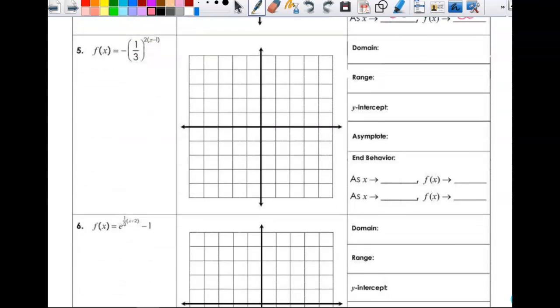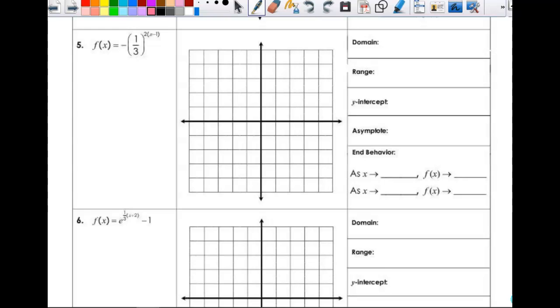So I have my parent function would be f of x equals 1/3 to the x power. And it would look like this for the parent function. Okay. Now in the end it might be reflected and moved and whatever, but that's what I've got for the parent function to help me with my anchor points.